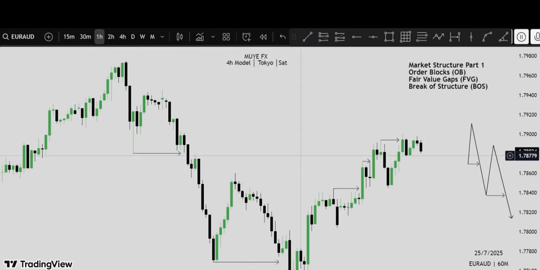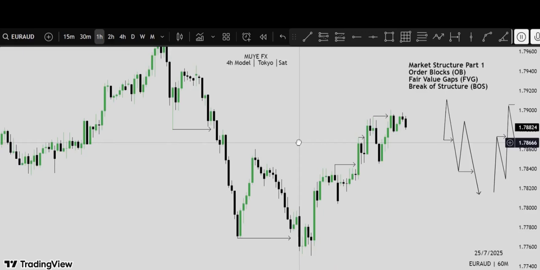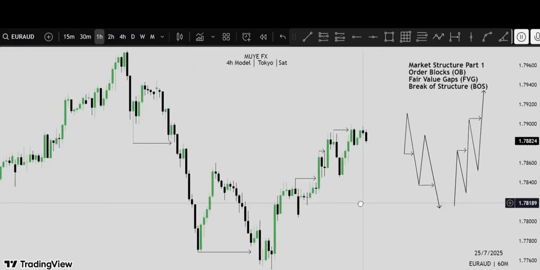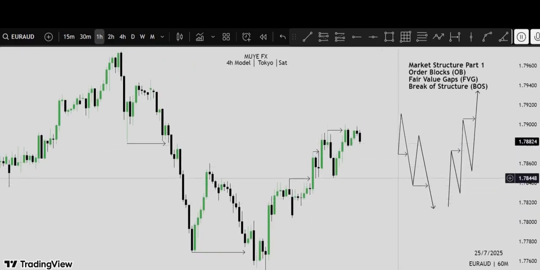So I think it's quite straightforward. You don't need to make it more complicated than what it already is. So I think that should be all for today.